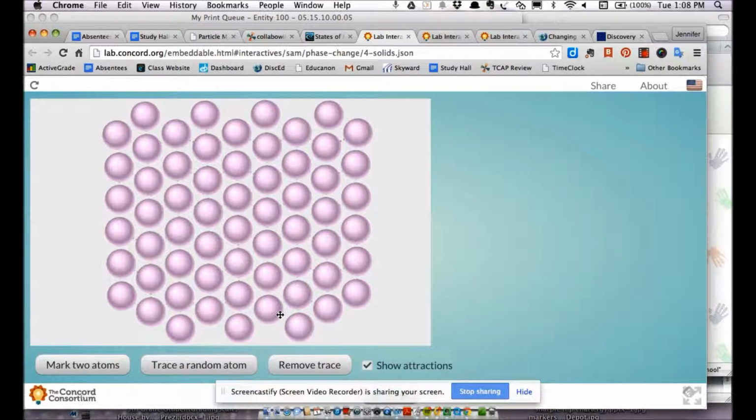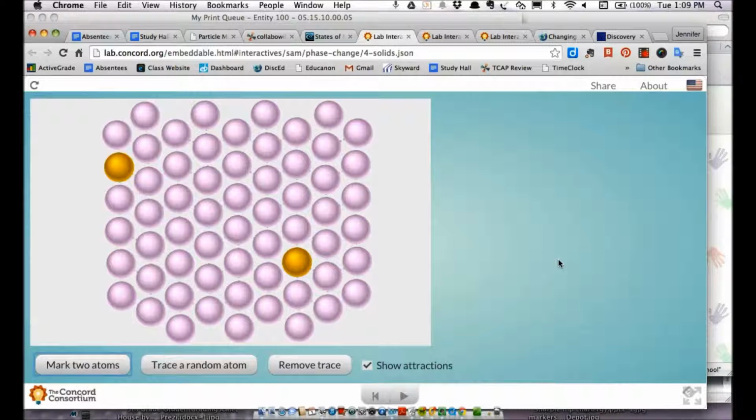Notice how the particles are arranged. If you had to guess, is this a solid, liquid, or gas? Solid, yes. So this is a solid. And what I'm going to do is click this button where it says mark two atoms. It's going to shade in a different color for two of the atoms.